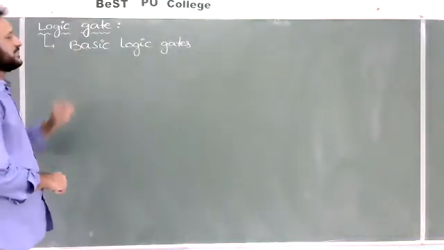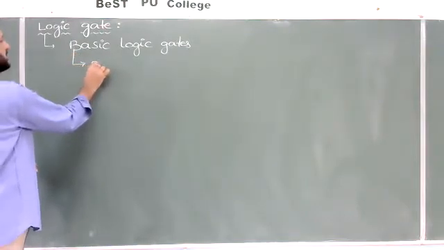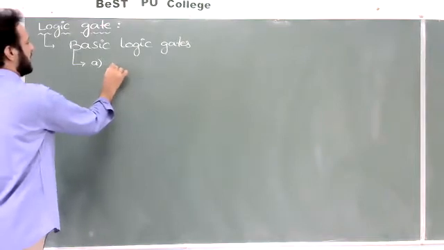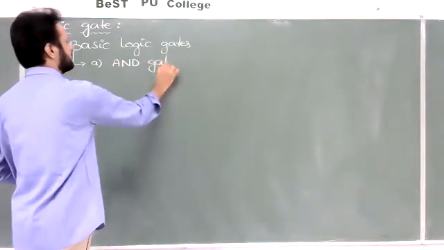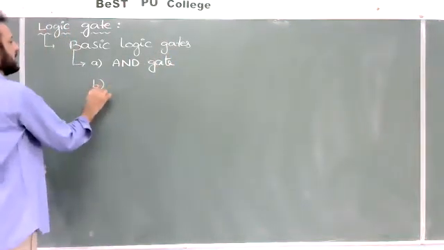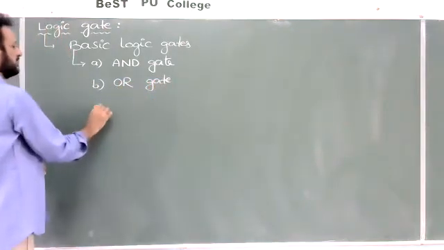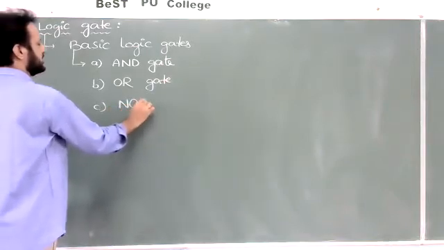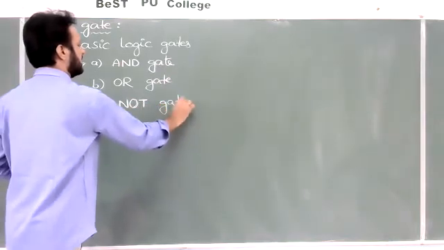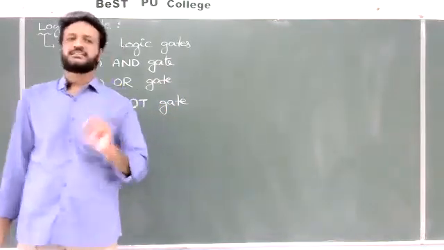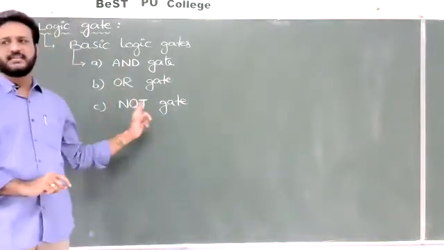These basic logic gates are of three types, three main basic gates. One is the AND gate. Second one, the OR gate, or OR logic gate. And the third one, the NOT gate, NOT logic gate. So generally these three are called basic or fundamental logic gates. They are independent of any other logic gates.